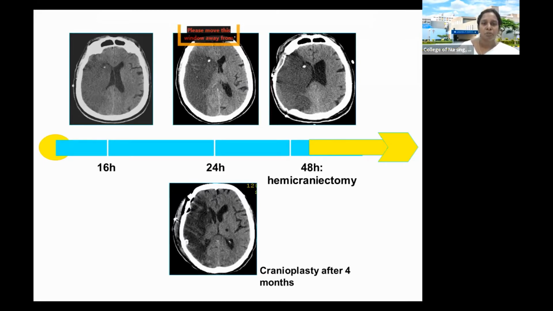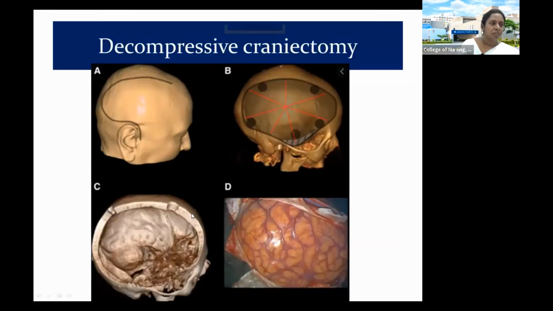If we are not able to treat with any of those medications or both thrombolysis and thrombectomy has not helped, then this is the final option that we have where we remove a part of the skull. Craniectomy, we remove a part of the skull so that we allow the brain to swell and it does not herniate into the foramen magnum. These are just pictures to show you.